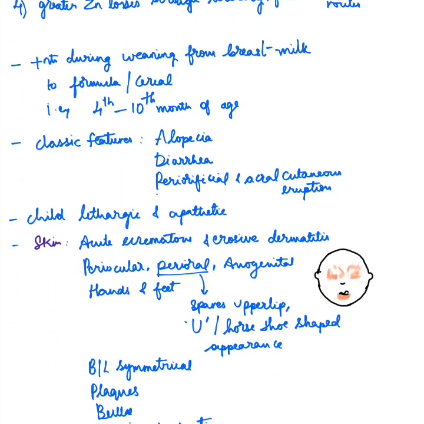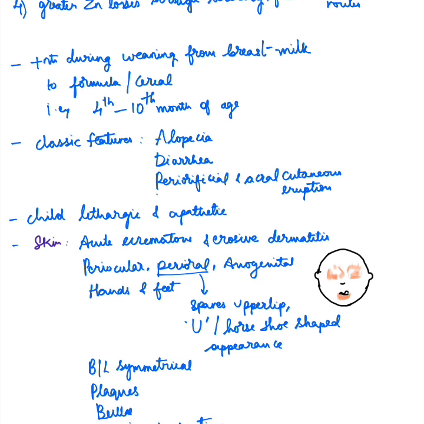Clinical features: it presents during the period of weaning, where the infant is weaned from breast milk to formula or cereal, that is between the 4th to 10th month of age. The classical features are alopecia, diarrhea, and periorificial and acral cutaneous eruption. So the child is lethargic and apathetic.